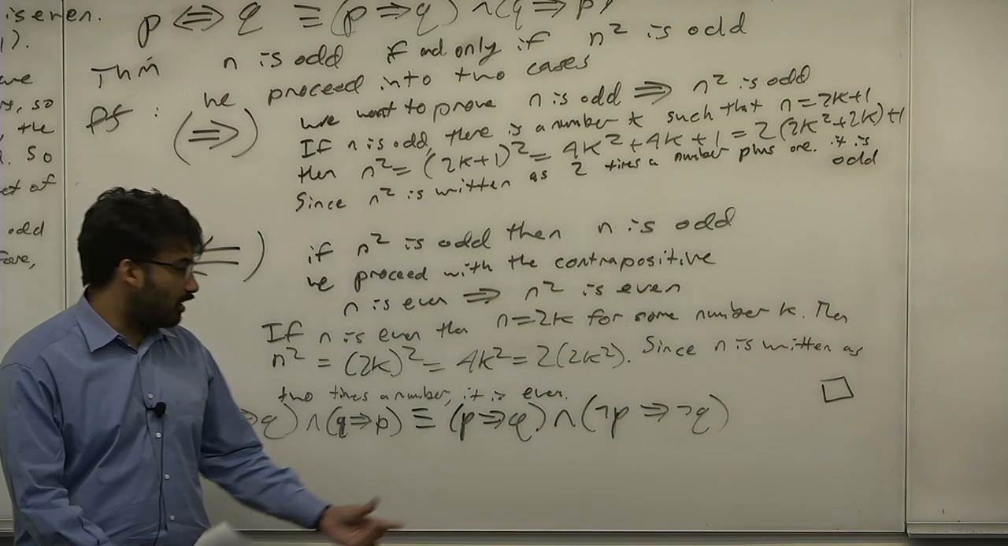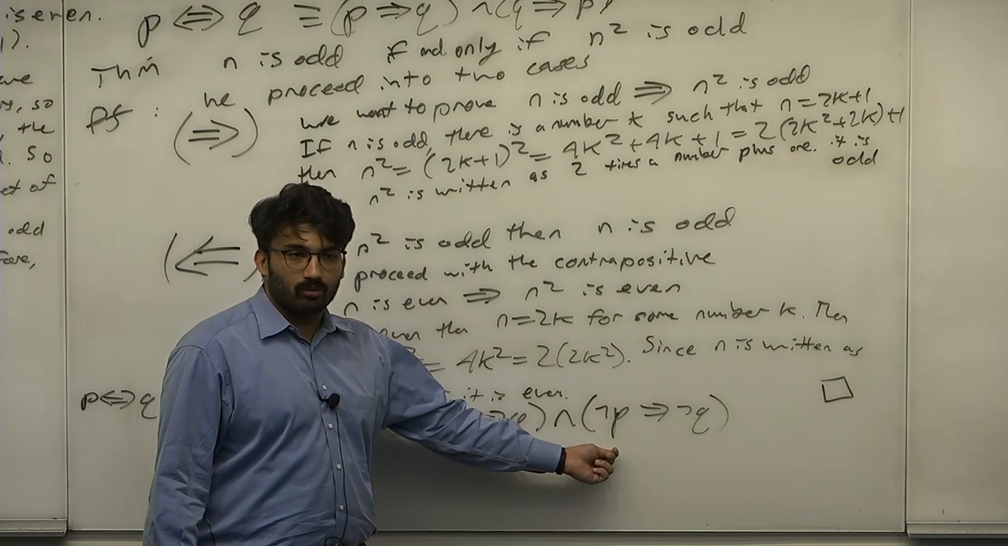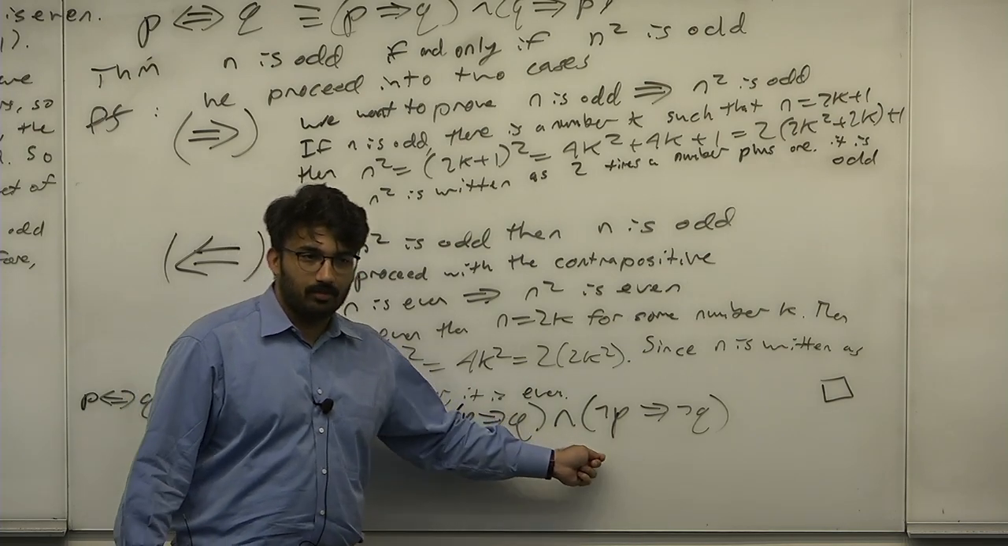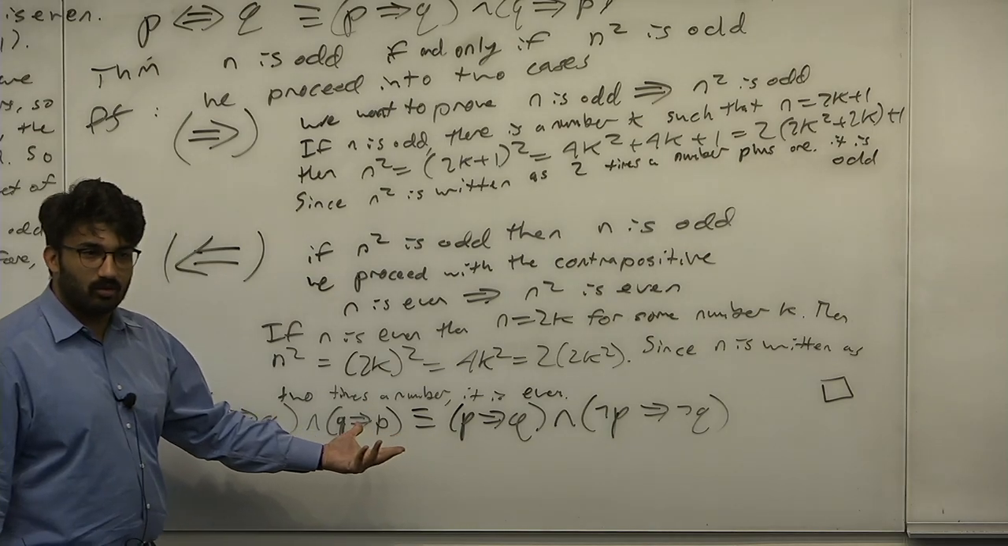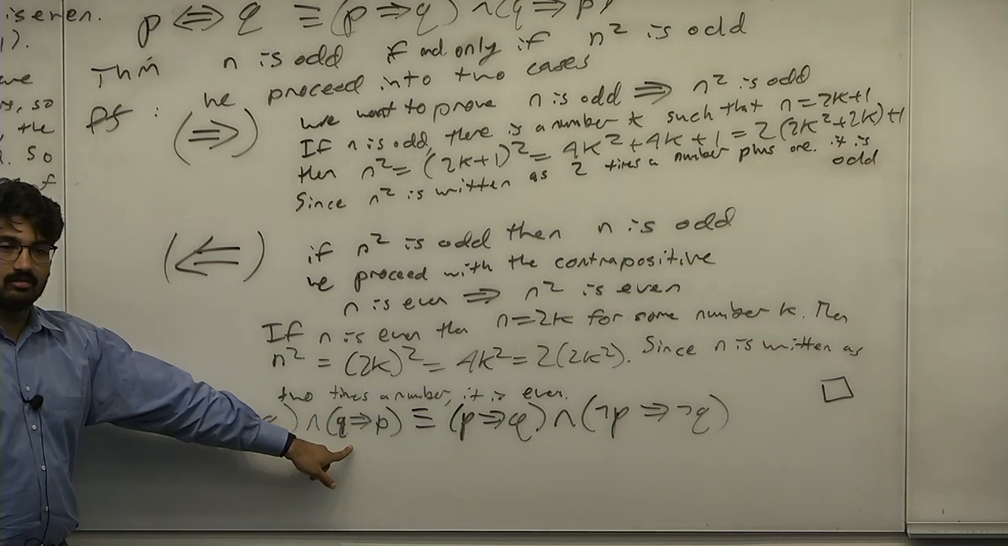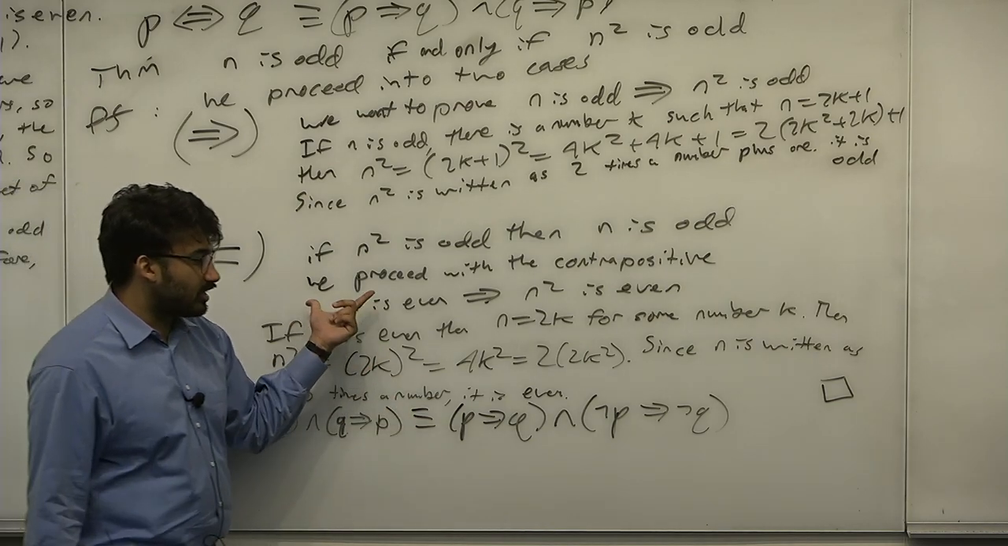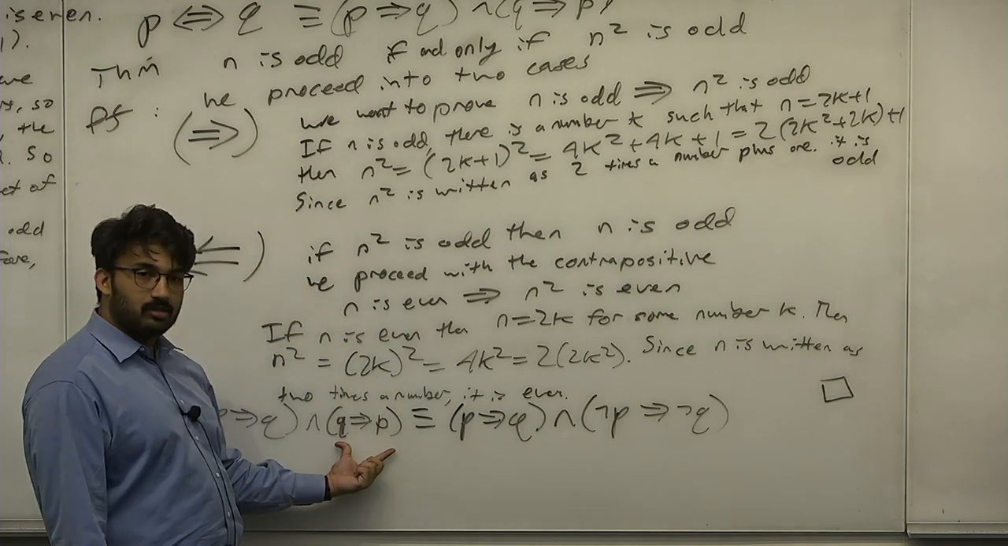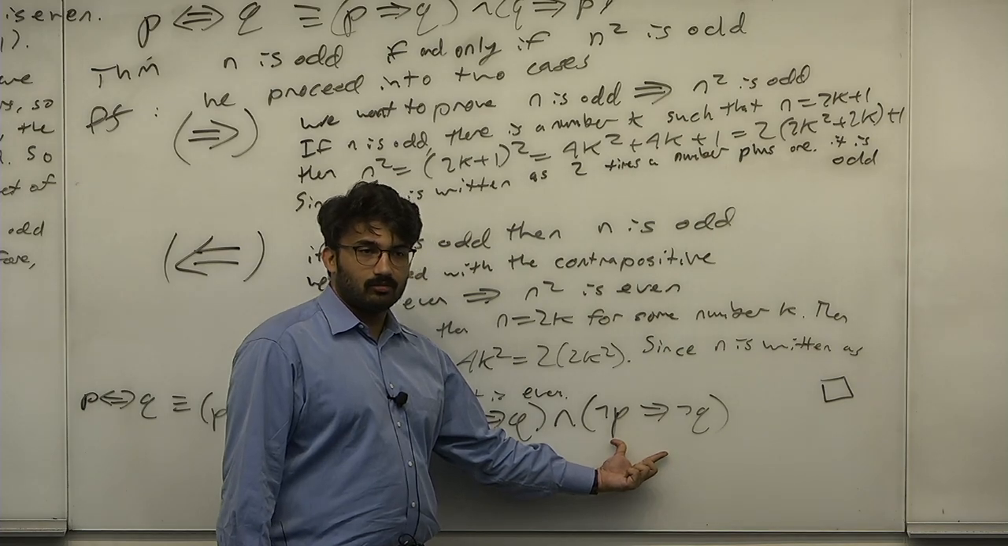Now, you can't take this as a law of thought, but this is true, right? Would you believe that P implies Q and not P implies not Q is the same thing as P if and only if Q? This is implicitly what we did instead. When we took the contrapositive of the second case, we replaced Q implies P with not P implies not Q to continue the proof.